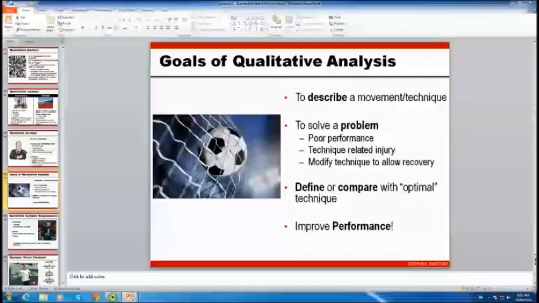The whole reason for any type of analysis, qualitative or quantitative, is to improve performance. Whether it's in the sporting field, we're talking athletes, elite athletes, or just general motor development, motor skills, we're trying to improve.